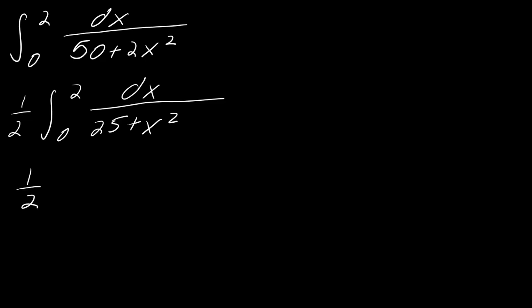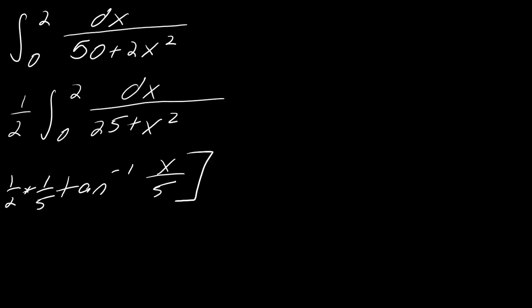So this is going to be 1/2 inverse tangent of x over 5. Oops, it should actually be 1/2 times 1/5. So I can just evaluate for these bounds here. This becomes 1/10 inverse tangent of just 2/5 minus 0. That would actually just be the answer for this one.